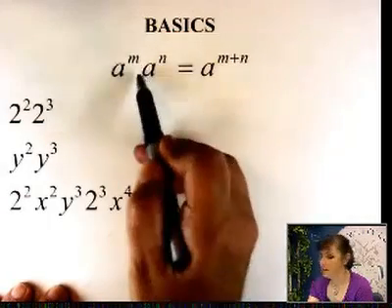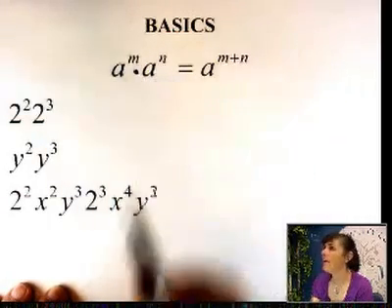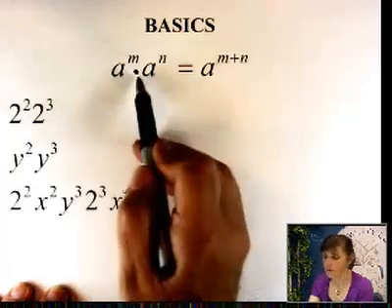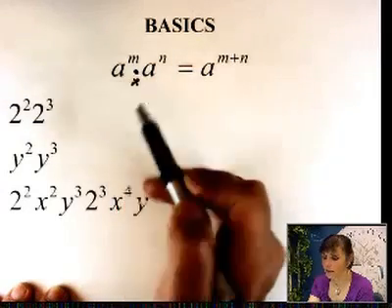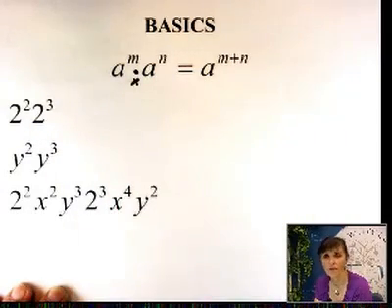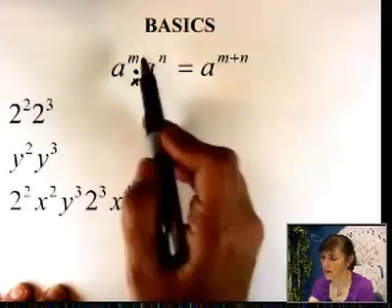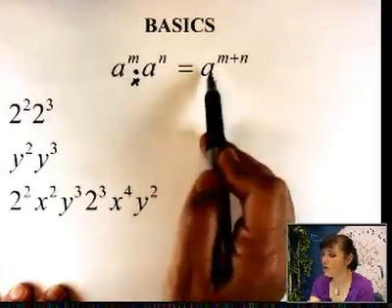A to the m times a to the n. To show that it's times, I may put a dot in there. I may put a multiplication in there. I may put parentheses in there. If I put nothing, it's a multiplication. The formula is a to the m plus n.